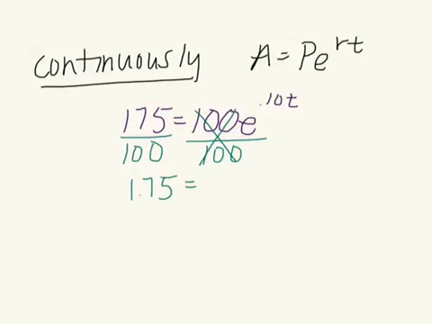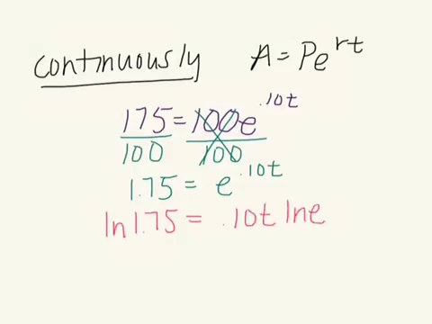So, here we go. e to the 0.10t. Now that our exponential is isolated, now we can take the ln of both sides. And we're going to use ln in this part of this problem because we have an e in the problem. So ln of 1.75 equals 0.10t ln of e. And again, ln of e is 1. That's why we chose to use ln on this problem. 0.1 times t times 1 still gives us 0.1t.